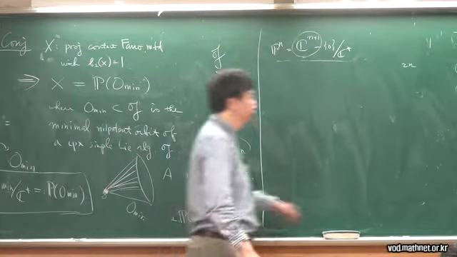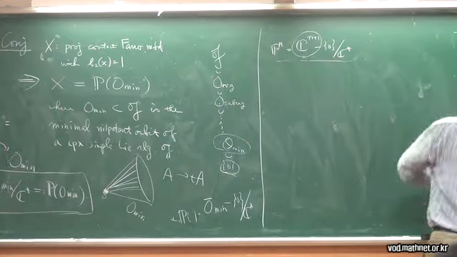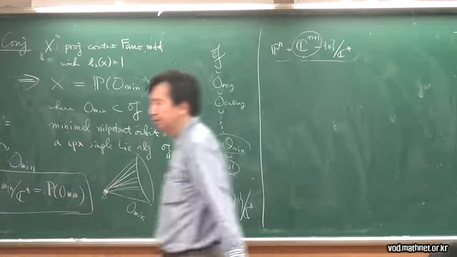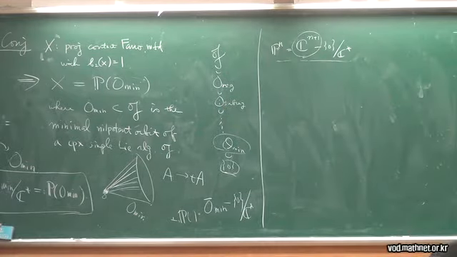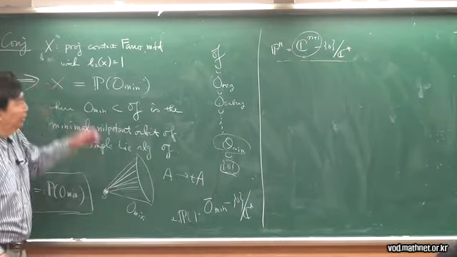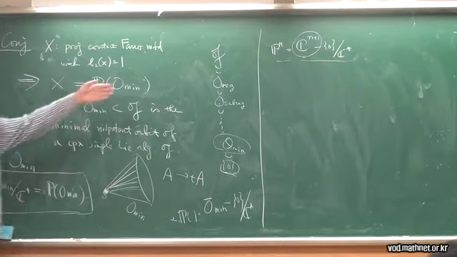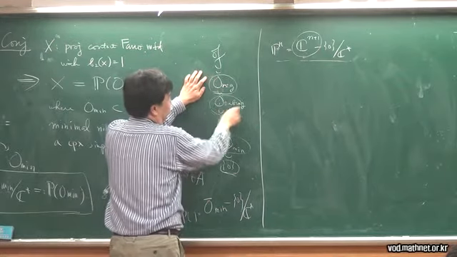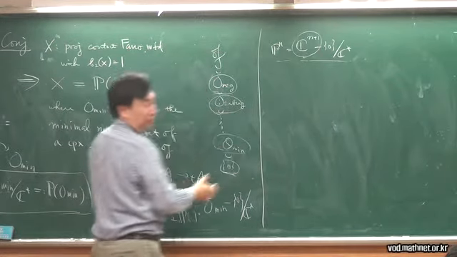Yes? Does only the minimal orbit have a C-star action, or do the others also have a C-star action? Well, everything has a C-star action. Yes. Everything has this action. So each orbit is preserved by this action.